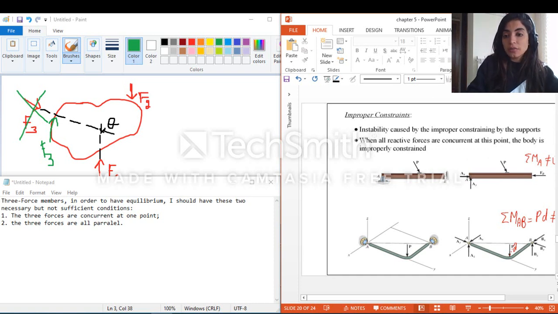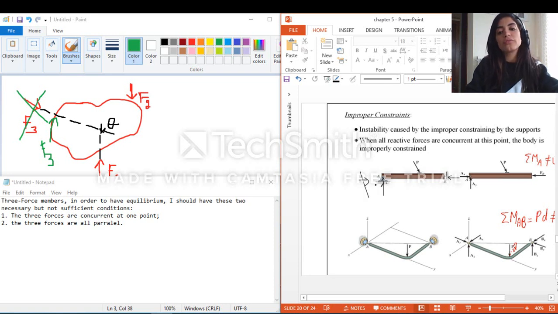So I know, guys, from this case that this is a pin, so I have two reactions. And this is a roller, so I only have one reaction. So basically this is a statically determinate beam. However, it is not stable because, as you can see, guys, if I take the sum of moments around A, so let's take the sum of moments around A.